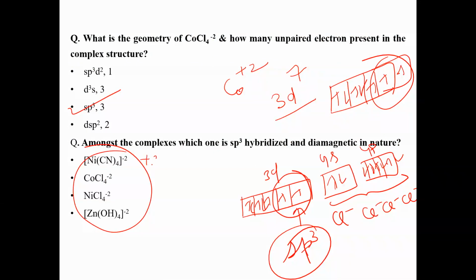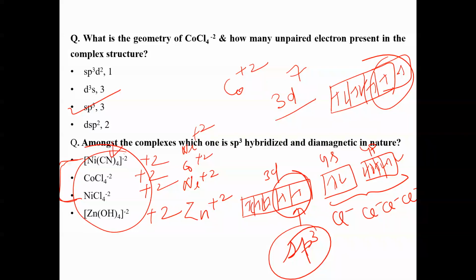So here also the metal has a plus 2 oxidation state. Similarly here, and similarly here. So you have to write the electronic configuration for zinc in plus 2 oxidation state, nickel, cobalt, and again nickel. But the difference here and here is that here there is a cyanide ligand that can pair up the electrons, but here chloride is a weak ligand. So it will not pair up the electrons.